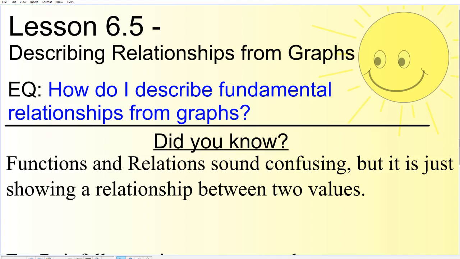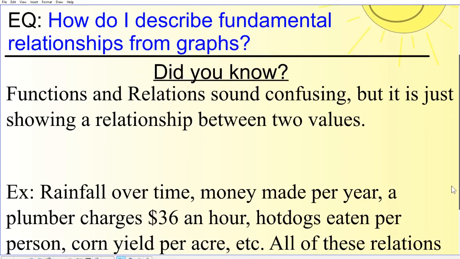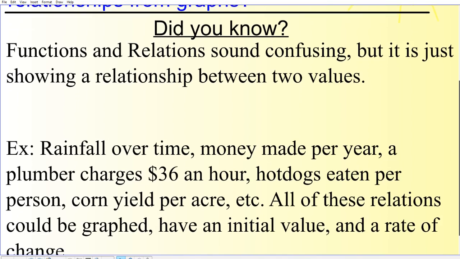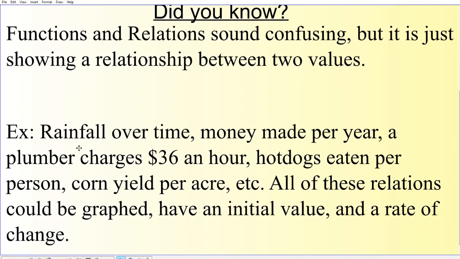Did you know that functions and relations sound confusing, but it's really just showing a relationship between two values. When we talk about a function, it's just the relationship. Usually, that relationship comes in the form of an equation. So an example like rainfall over time, or money made per year. That's a function. A plumber charges $36 an hour. You're comparing money and time. Hot dogs eaten per person, corn yield per acre.